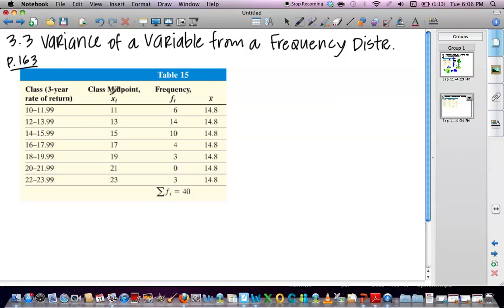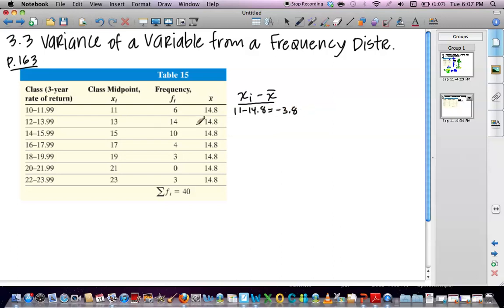All right, again, we've already found the midpoint. The frequency was given. There's the mean, and we need to add some more columns. So the next column we're going to add is XI minus X bar, which sounds like Greek. And remember, this is your XI column. XI is just your midpoint. X bar is just your mean. So we're going to take 11 minus 14.8, and we get negative 3.8.